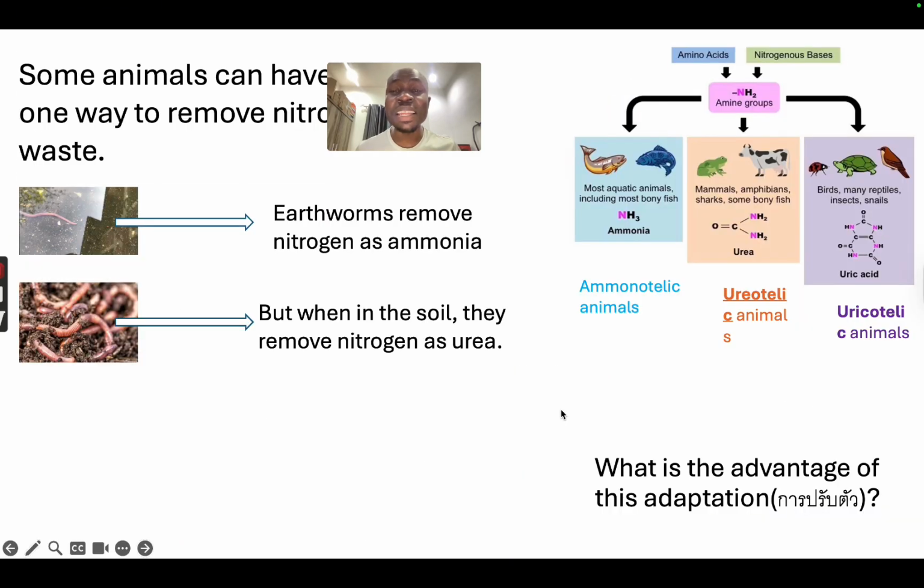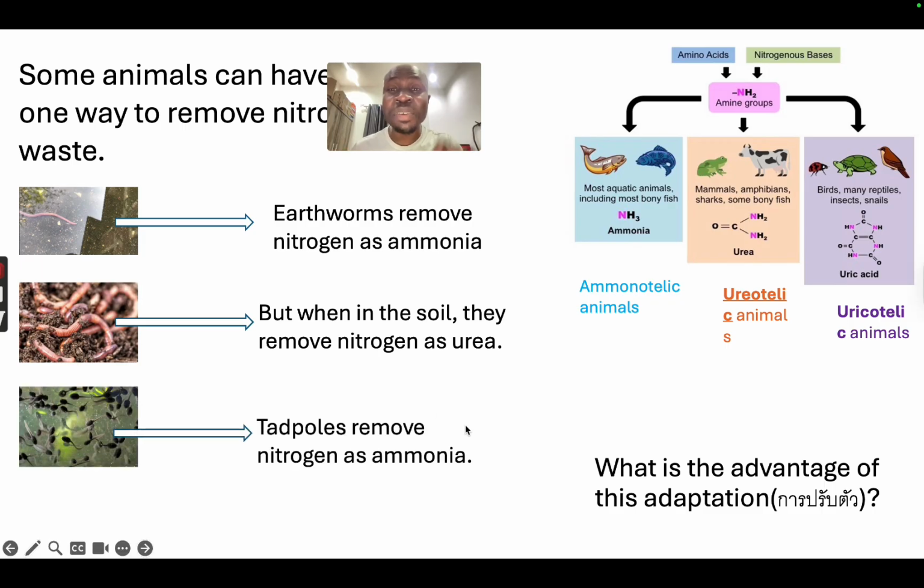Now, some animals can remove nitrogenous waste in two ways. Sometimes they can use ammonia, sometimes they can use urea. An example is the earthworm. When earthworms are in water, they produce ammonia because they have a lot of water. But when they move to the land or in the soil, they change and they produce urea.